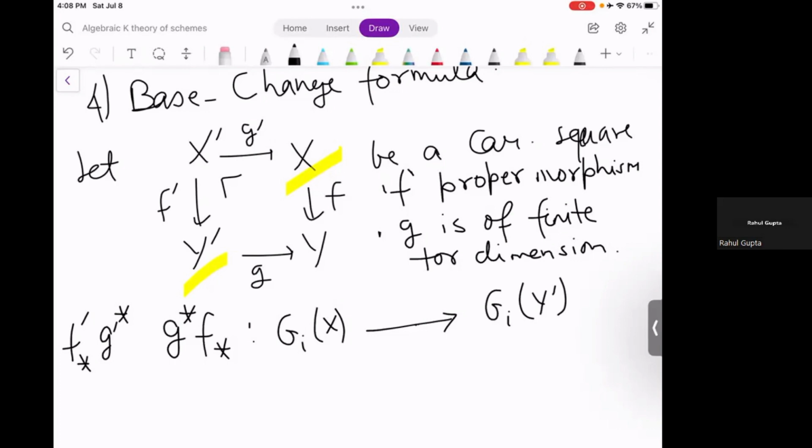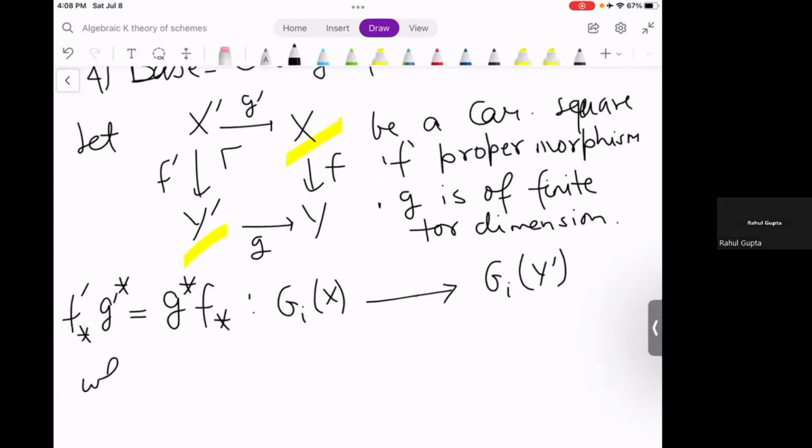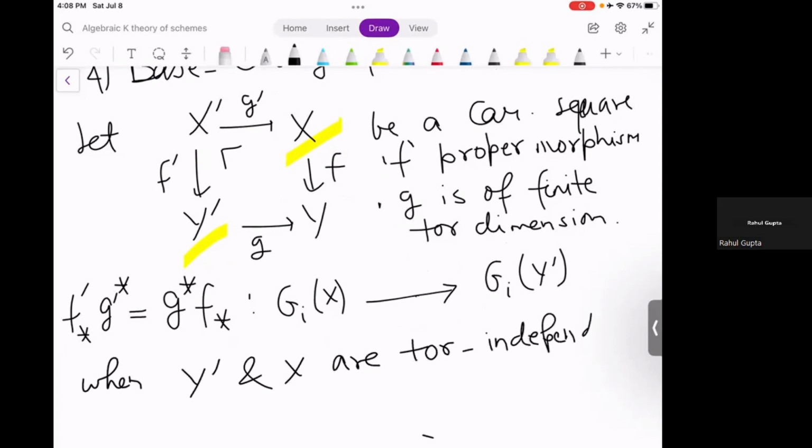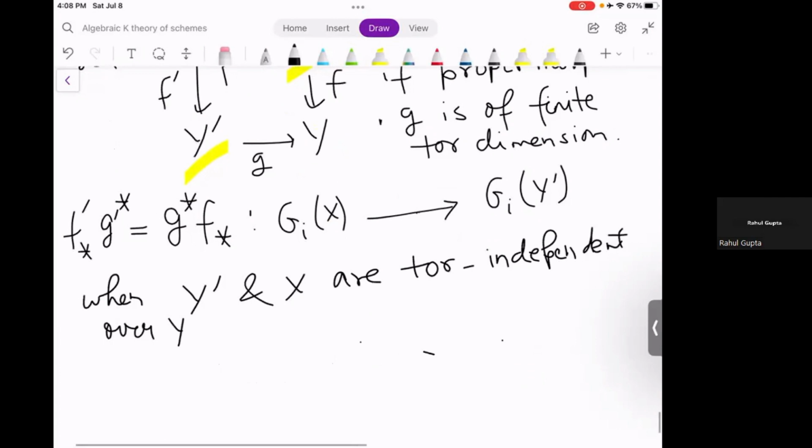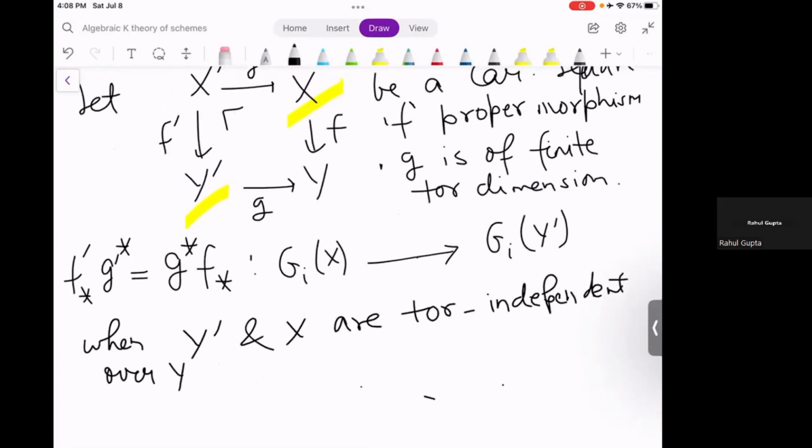The content of this base change formula is usually that these two ways actually agree under some conditions. The condition is when Y prime and X are Tor independent over Y. This will hold if my G is flat, because it cannot have Tor with anything, in particular with X. But if I'm just demanding it to be of finite Tor dimension, I should demand that Y prime and X should not see each other if we are talking about these Tor groups.